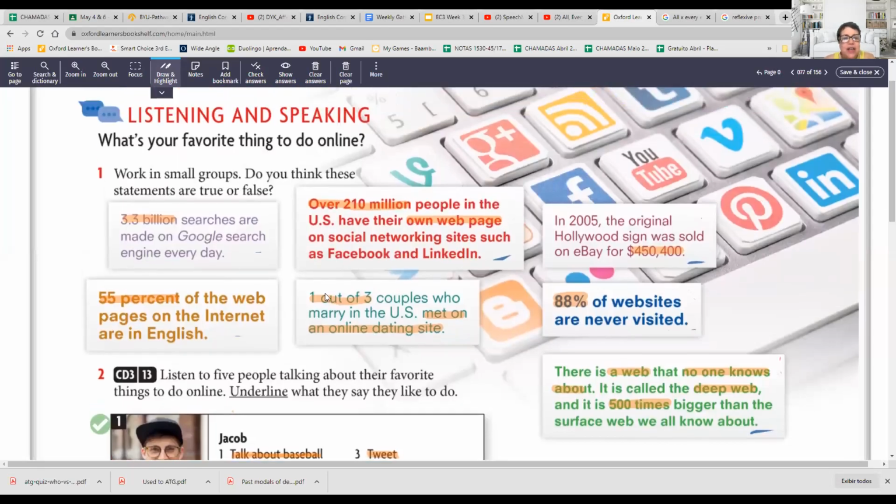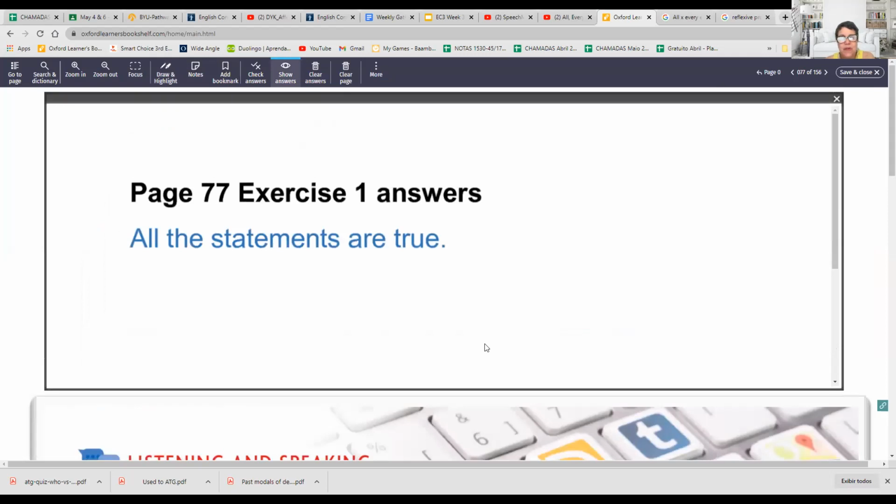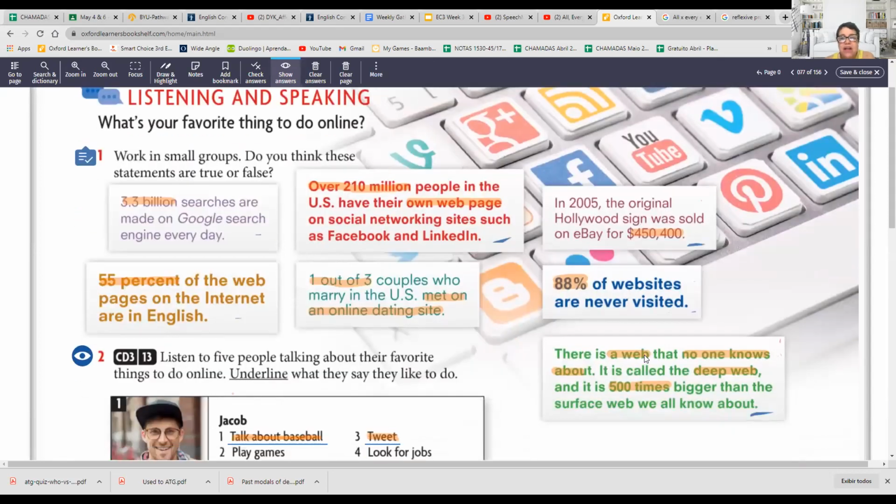So let's check here. Which ones of these statements are true? Let's check it out. Yeah, that's true, Larissa. That's true. So look, in exercise 1, all the statements are true. Yeah, believe me, everything is true. So here, everything here is absolutely true. Okay.